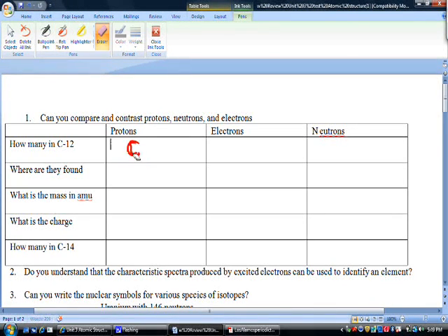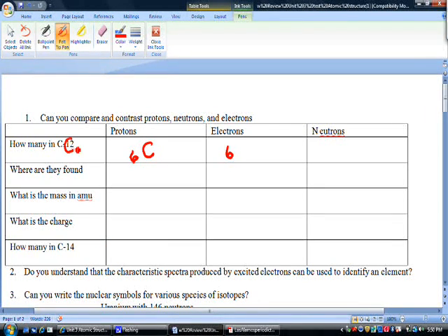That was looking pretty sloppy. I don't know where my first one disappeared to. There we go. Carbon, atomic number 6, so it must have 6 protons. Electrons, well, it's a neutral atom, so the positive charge has to be the same as the negative charge, meaning we have to have 6 electrons.